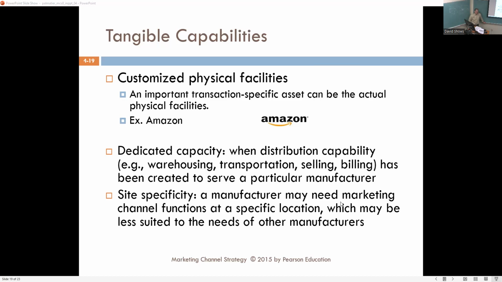One manufacturer says, if you locate your warehouse within 30 miles of my location, you get a benefit. The problem is that relocating those 30 miles may put you 60 miles further away from other individuals.